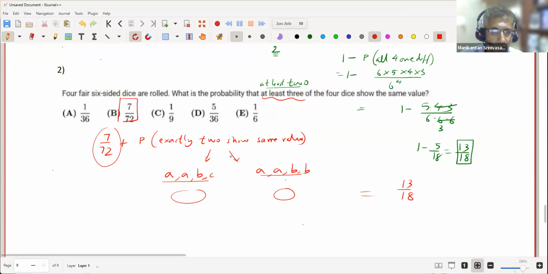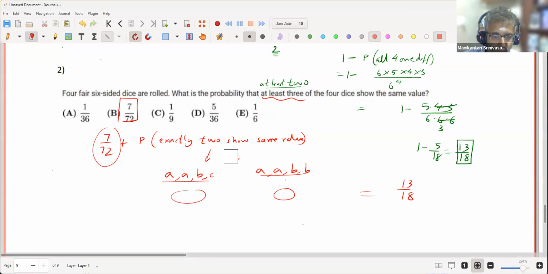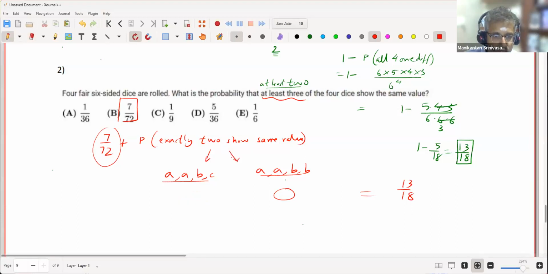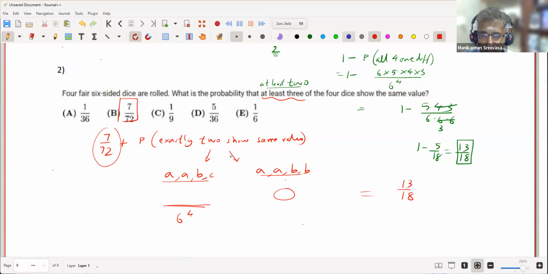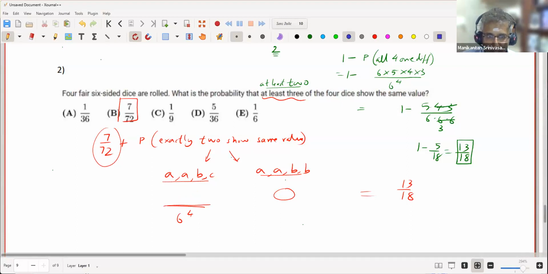Hopefully you should have. Okay, so for A, B, C, what are we doing? Again, bottom is 6 power 4. That's very easy. For determining the top, first we determine which is that special number that comes twice. So of the 6, you're choosing one which appears twice.